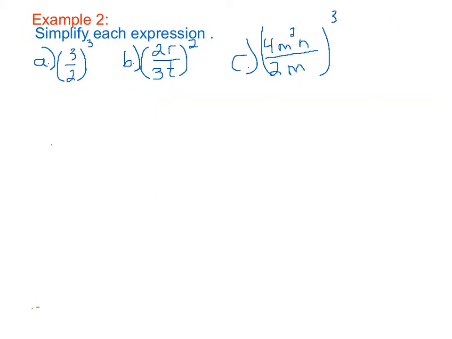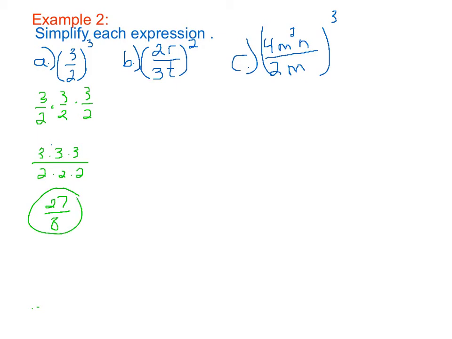Now if we want to simplify these, looking at part A, we have 3 halves raised to the third power. That means whatever's in the parentheses we can multiply by itself 3 times. So this part A is going to look like 3 halves times 3 halves times 3 halves. We multiply that across, we're going to have 3 times 3 times 3 in the numerator. In the denominator we have 2 times 2 times 2. So we will have 27 eighths.